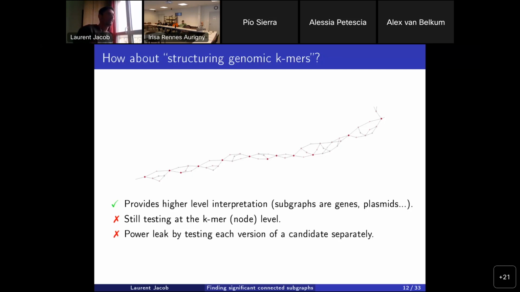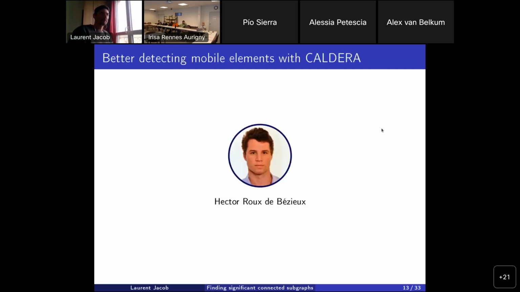And also, like I said, there may be some power leak in some cases, because if what's important is to have this gene in the genome, then maybe I will never test something which is present in all the strains that contain this gene. I will do one test for some of them that contain one version, another test for some other subset of them that contain another version, and it will be less powerful. And so this is what we tried to address with Hector Roux de Bézieux during his PhD, to actually do the test at the right level.